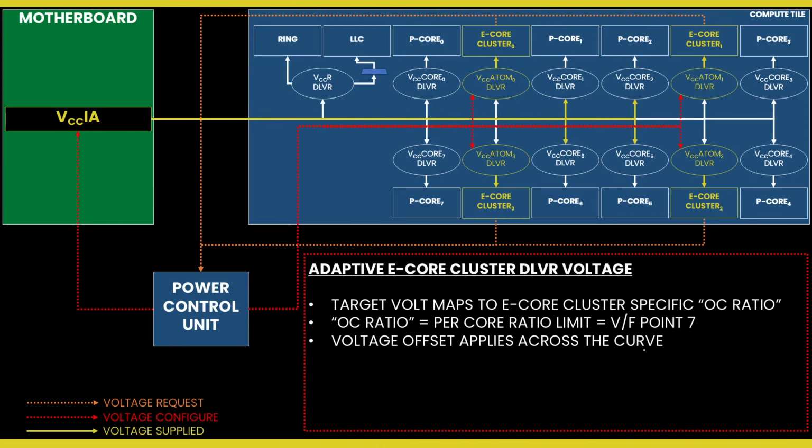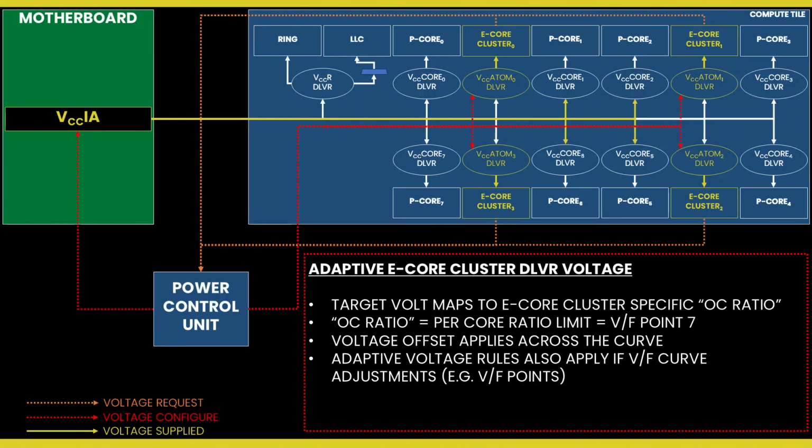2 additional notes about using adaptive voltage mode. First, the adaptive offset is applied across the curve. So if we set a plus 100 mV adaptive offset, the operating voltage for all frequencies between 8x and the OC ratio will be increased by 100 mV.